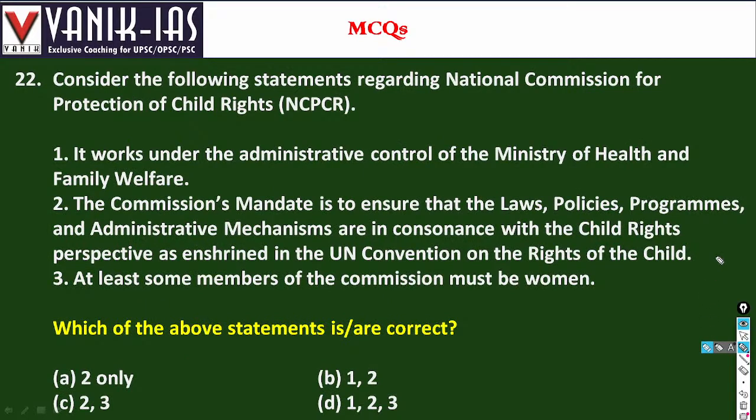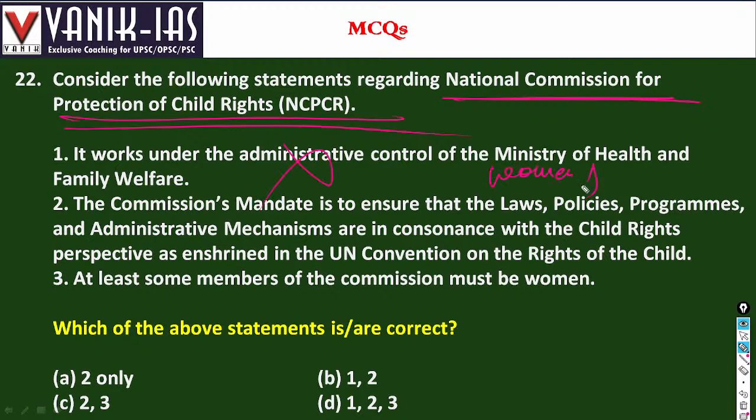Consider the following statements regarding National Commission for Protection of Child Rights, NCPCR. It works under the administrative control of the Ministry of Health and Family Welfare. This is wrong. Administrative control of Ministry of Health and Family Welfare? This is Women and Child Development. It is not Health and Family Welfare. It is Ministry of Women and Child Development.